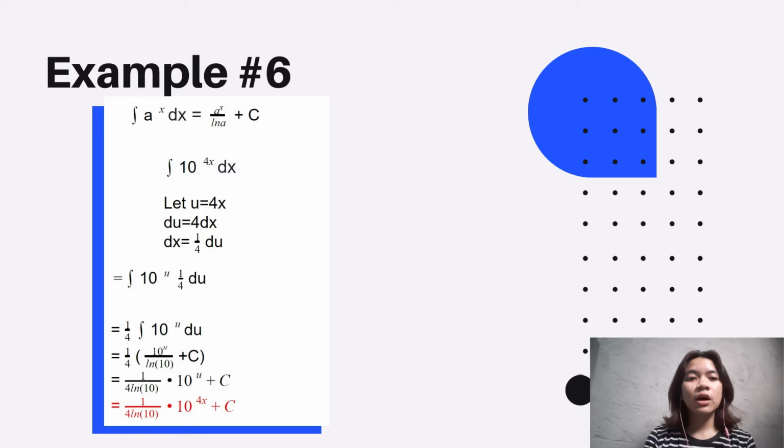The integral of 10 raised to u with respect to u is 10 raised to u over ln 10 plus c. Simplify, we'll have 1 over 4 times 10 raised to u over ln 10 plus c. Replace u with 4x. Our answer is 1 over 4 times 10 raised to 4x over ln 10 plus c.